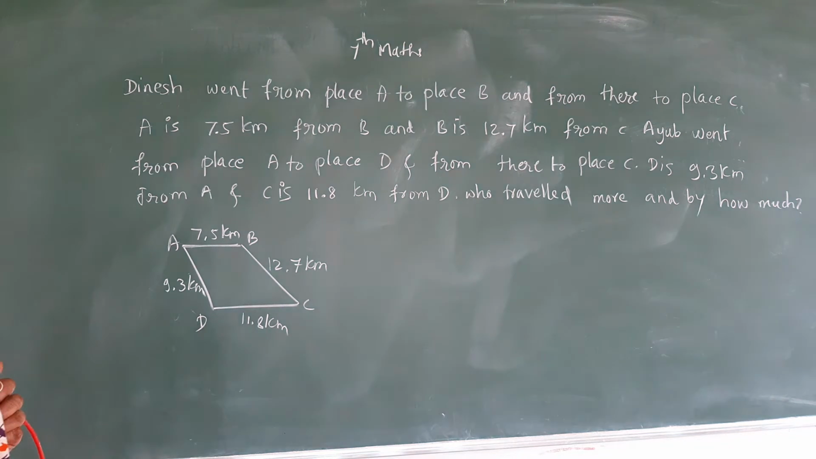See here, Dinesh and Ayub are traveling from A to C. Dinesh is traveling from A to C and Ayub is also going from A to C in a different way. From A to B, B to C, A to D and D to C, they have different distances. Means who traveled more and by how much, that we are going to find now.